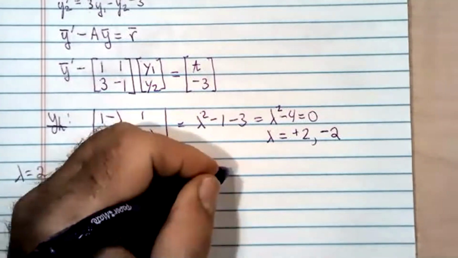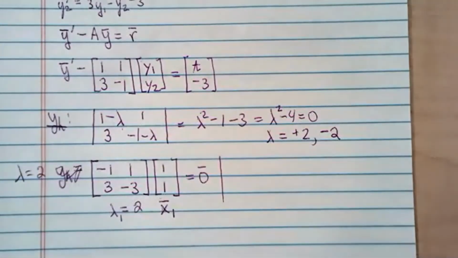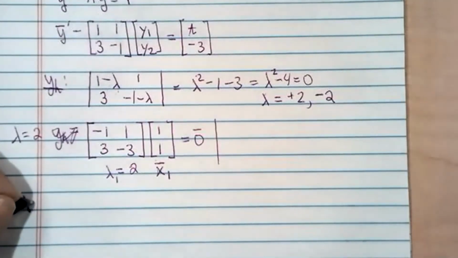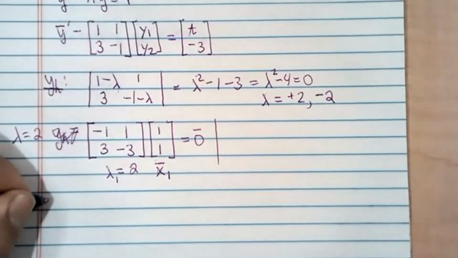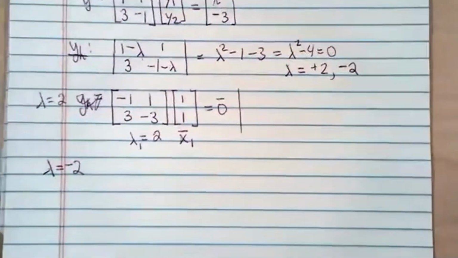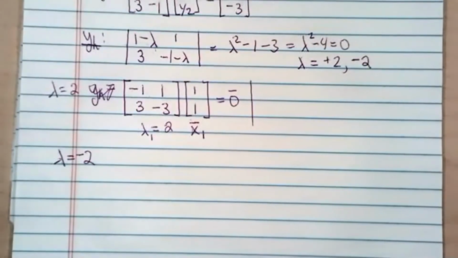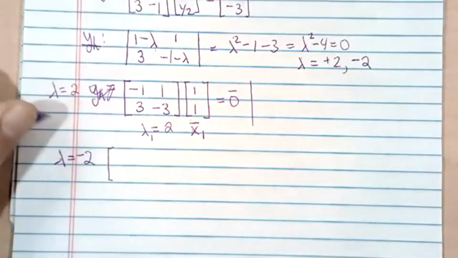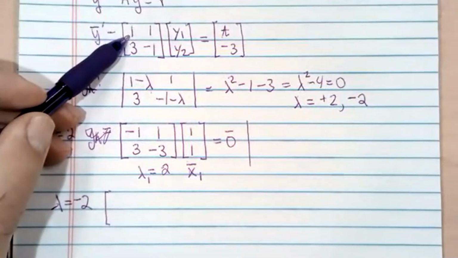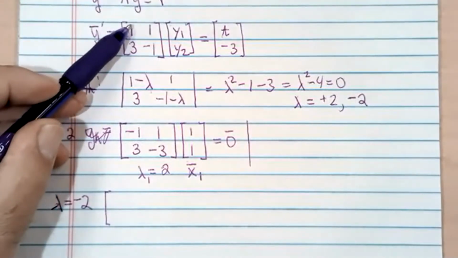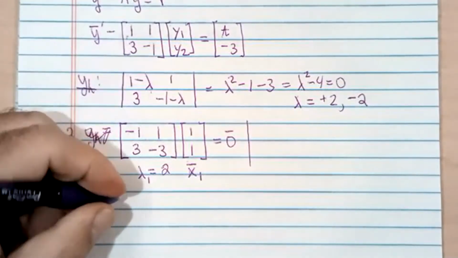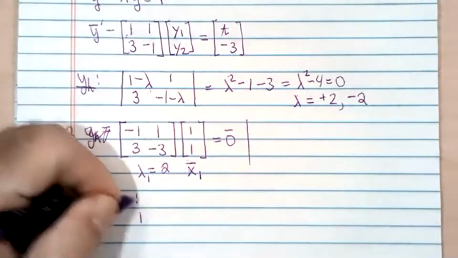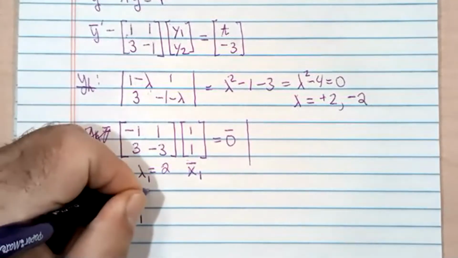And I can repeat this, maybe I'll repeat it down here so you can see what I'm doing. I'm going to repeat this for lambda equals minus 2. Well, if I subtract minus 2 down the main diagonal, I'm adding 2. So starting with that matrix right there, I'll have 3 and 1. And the off diagonal elements don't change, 1 and 3.